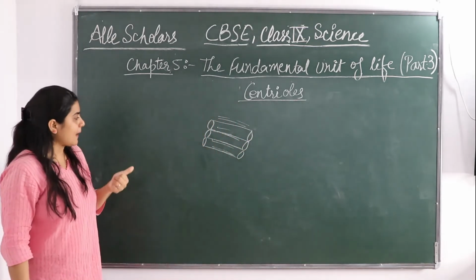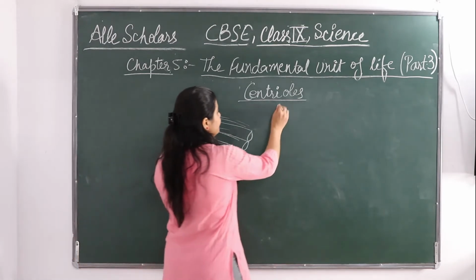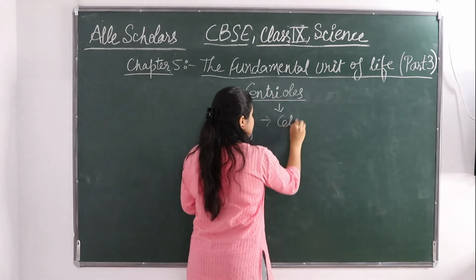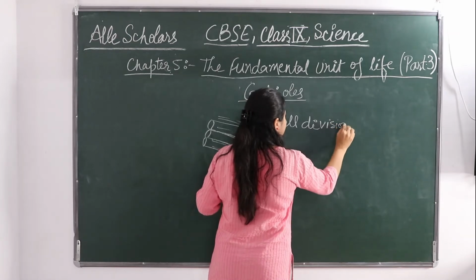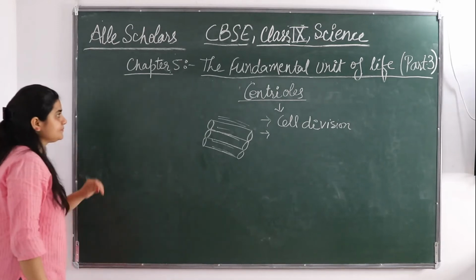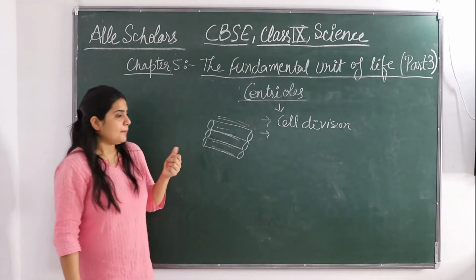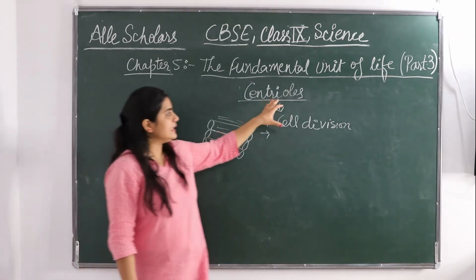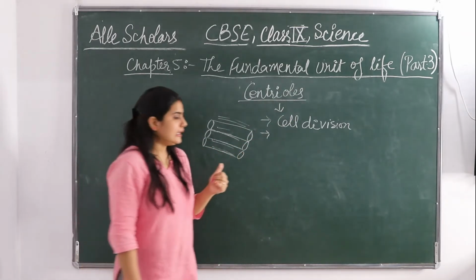So their main purpose is to help the cell in cell division. The main function of the centriole is in cell division. They are found near the nucleus, but they can be seen only during cell division. Although they are present near the nucleus, they can be seen only when the cell divides.